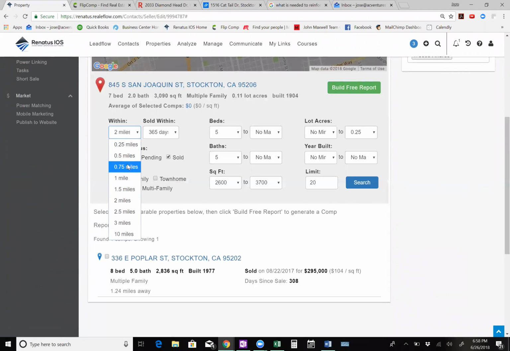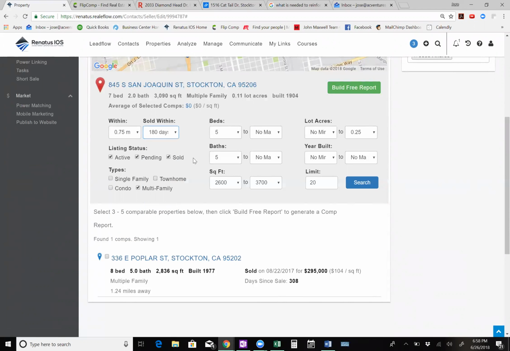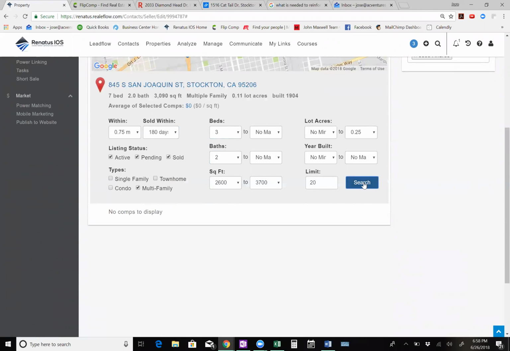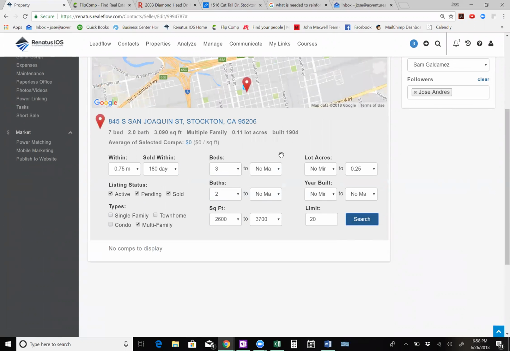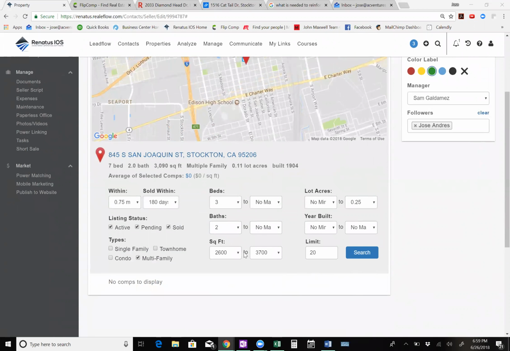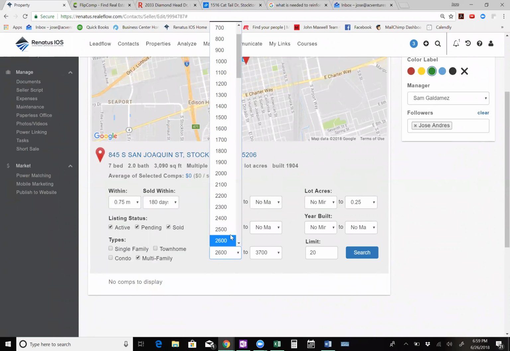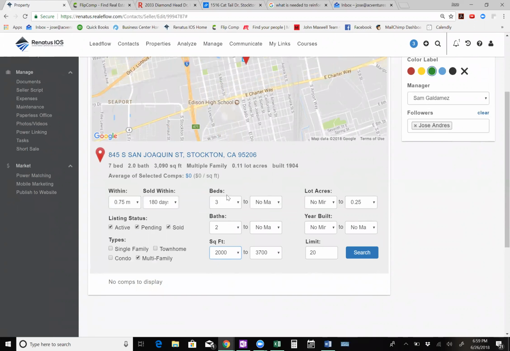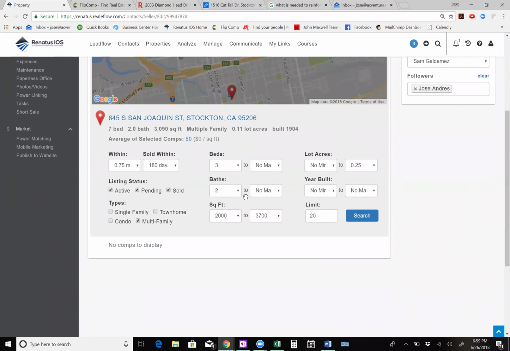So I like to do 3/4 of a mile, sold within 180 days, 3-bedroom, 2 baths. I do active, pending, and sold because then you'll see the ones that are sold. We're going off of pending. It's going to show you where the market's at. So square feet, it is 2,000. So this is kind of a funky property because we're not getting a lot from it.